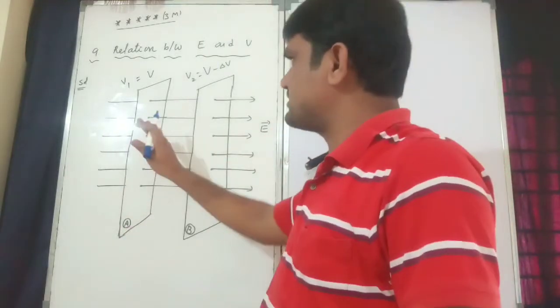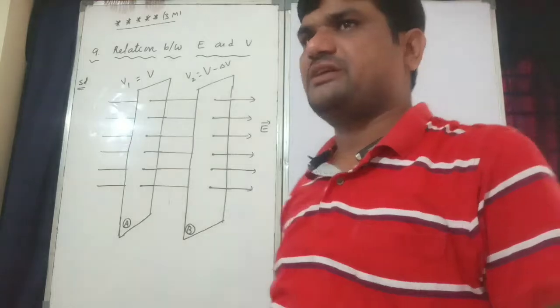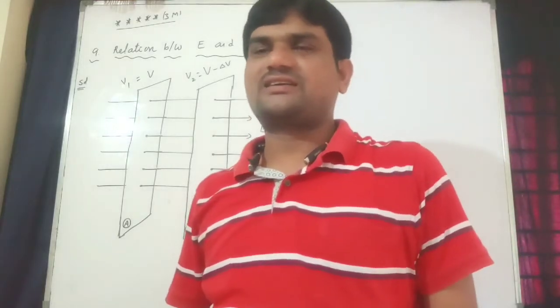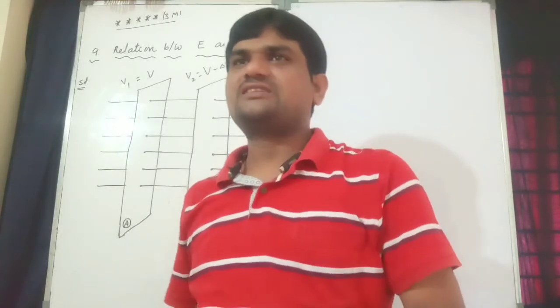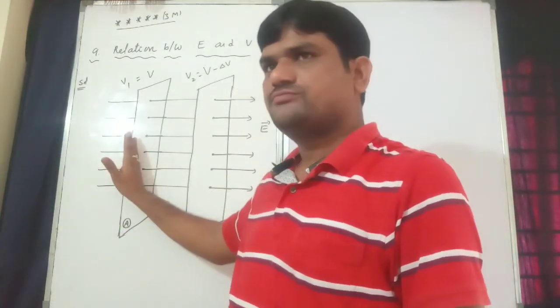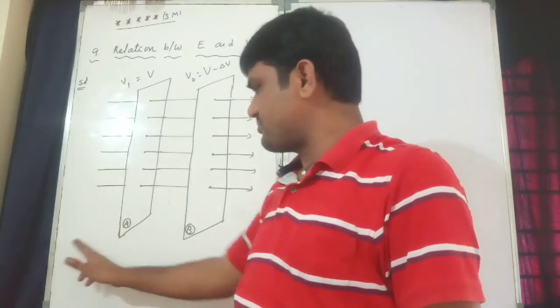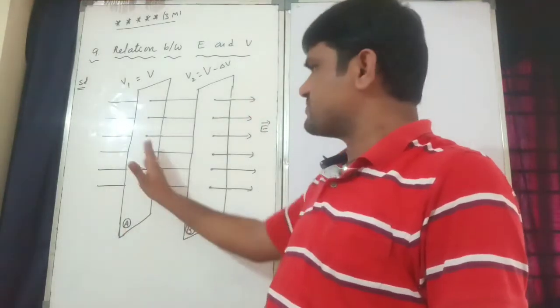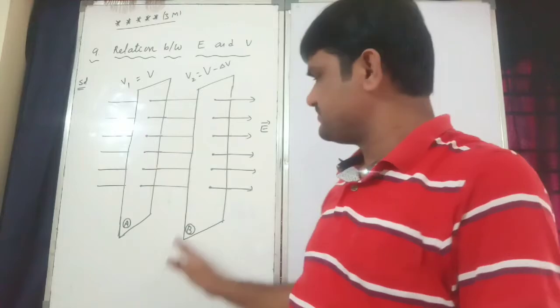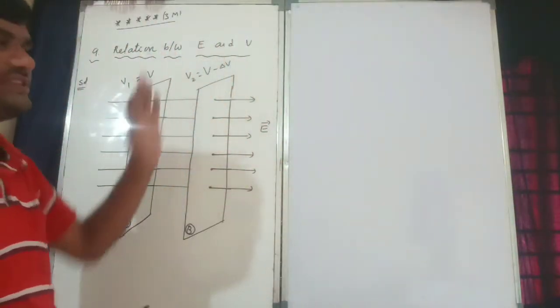Why sir, you took it like that? This one you can take V minus delta V, this one you can take V. That is not correct. Why? Because the potential near the positive charge is more. It depends on the distance from here to here or from here to here. That means this plate has more potential, this plate has less potential. So that's why I took it like that.